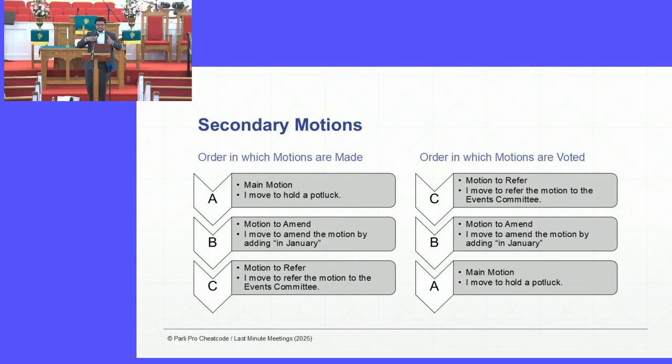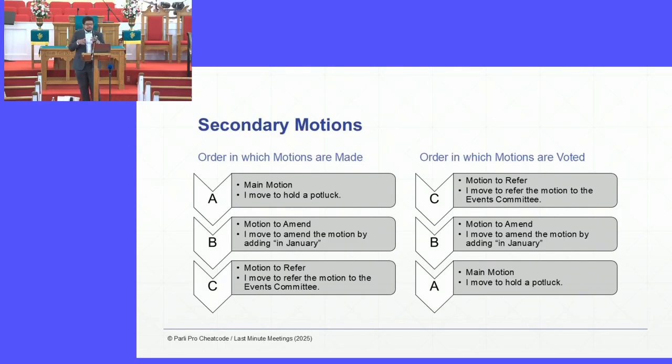So you have your motions. I think of them as stacking plates, right? Plate A, potluck motion. Plate B, hold it in January. Plate C, send it to the events committee. When you're doing the dishes, you start with the plate on top first, or else the other ones are going to come crashing down. The motions were made in ABC order, but you consider them in CBA order. You vote on them in CBA order.